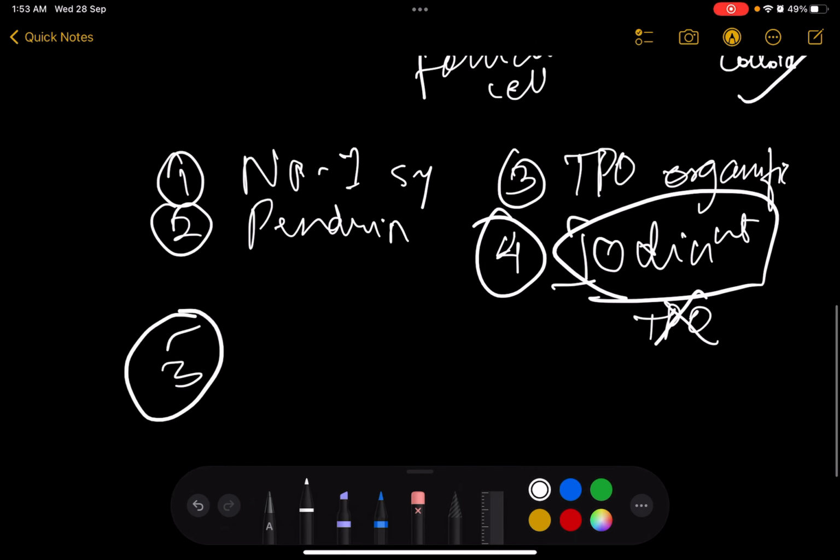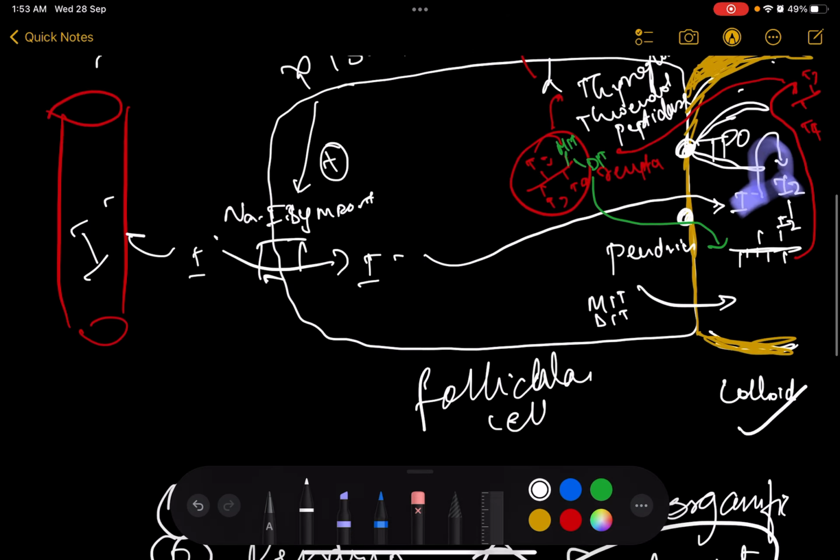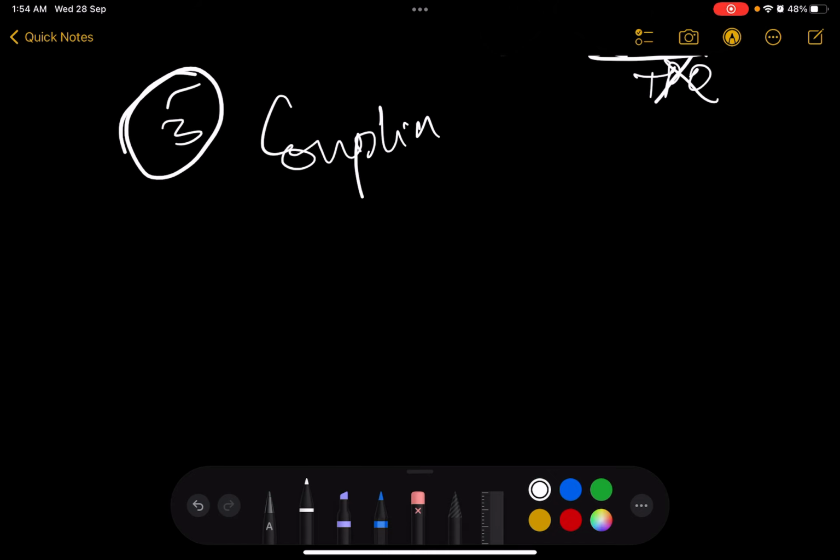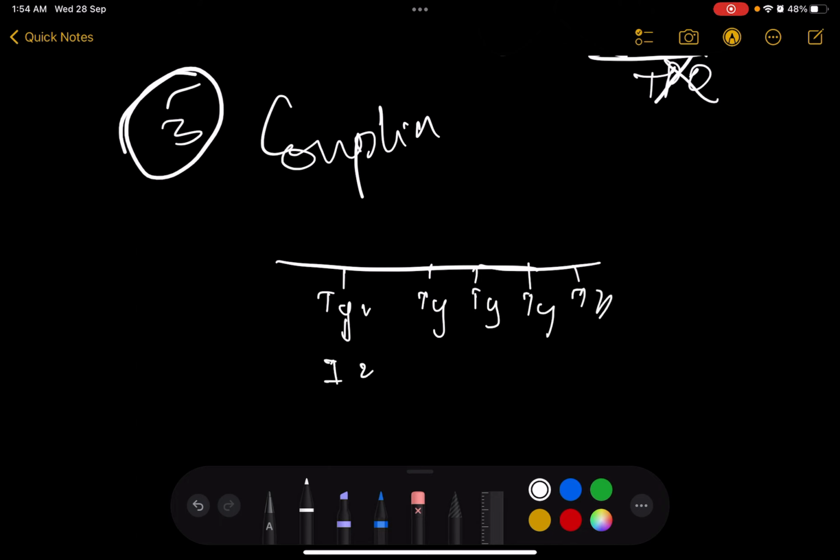Now the next step, the fifth step, is called coupling. And coupling is done by the very important enzyme again, TPO, thyroperoxidase. As you can see, this molecule is getting coupled to form T3, T4. Now what is coupling? Let me make it more clear. You've got tyrosine residues. Iodine, diiodotyrosine. Iodine, single iodine, monoiodotyrosine.